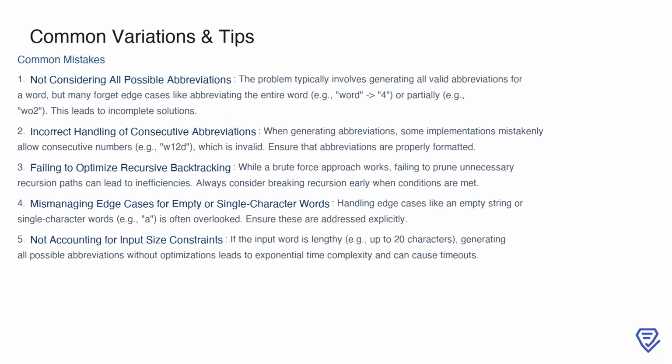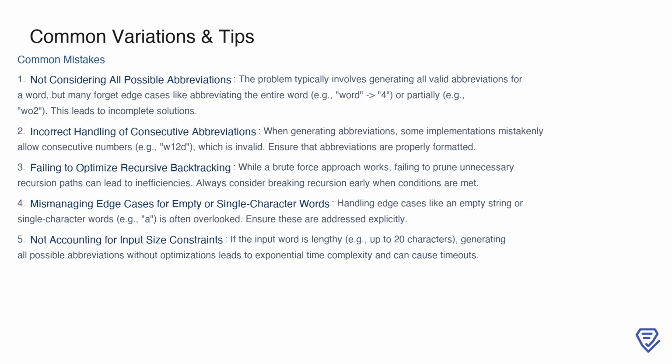When solving the generalized abbreviation problem, there are a few common pitfalls to watch out for. First, it's crucial to consider all possible abbreviations. For example, abbreviating the entire word, like word becoming 4, or partially, such as word to w3, must not be overlooked. Missing these cases can lead to incomplete solutions.